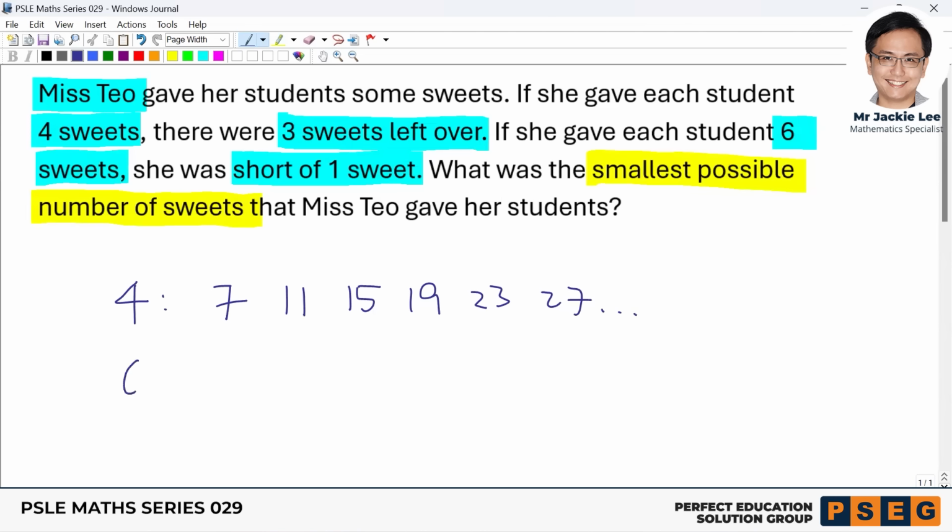Then similarly, for 6 sweets per student, but this one is short of 1 sweet. So for 1 student it should be 6 times 1, then minus 1, which is 5. Then 6 times 2, 12 minus 1, 11. 6 times 3, 18 minus 1 is 17. So you keep on adding 6, you will get the next figures, right? In fact, the answer has already come out, right? Which is 11. Then the next common value will be 23, and so on and so forth. All right? Okay, job done.